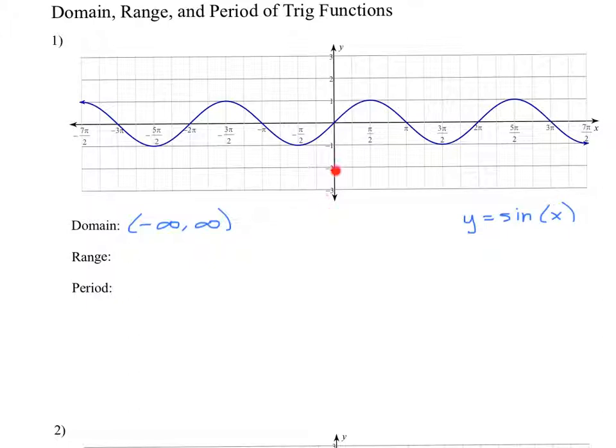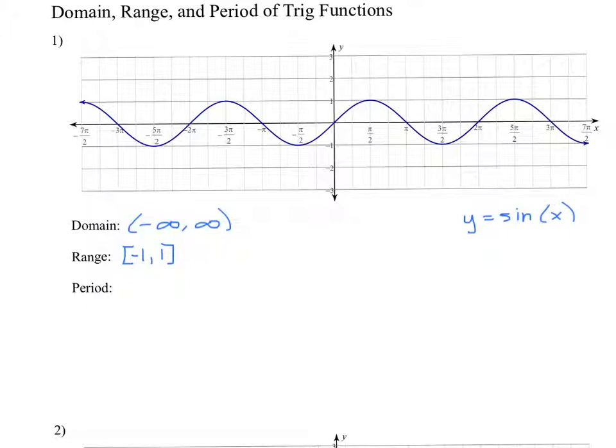What is the range of this graph? How far down does the graph go? Just to -1. How far up does it go? To +1. It includes both. So we bracket -1, +1, bracket. -1 to 1, including both endpoints.